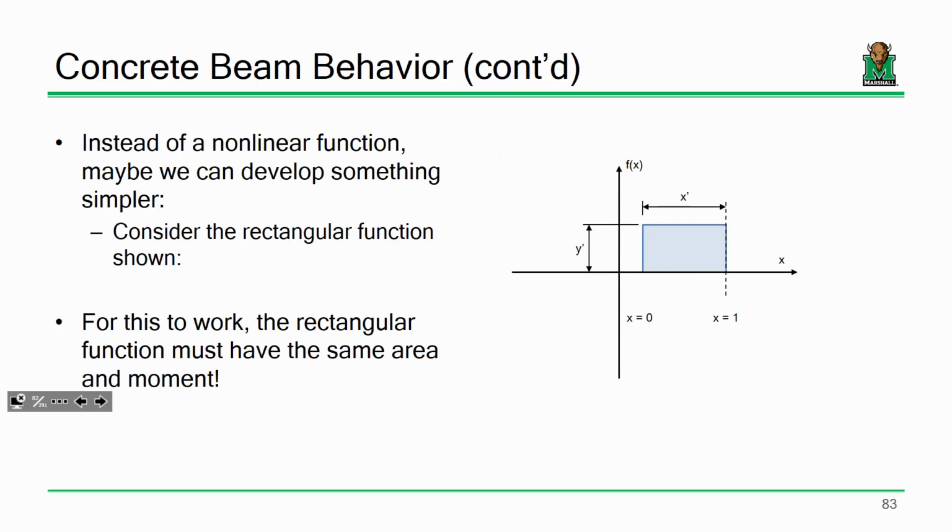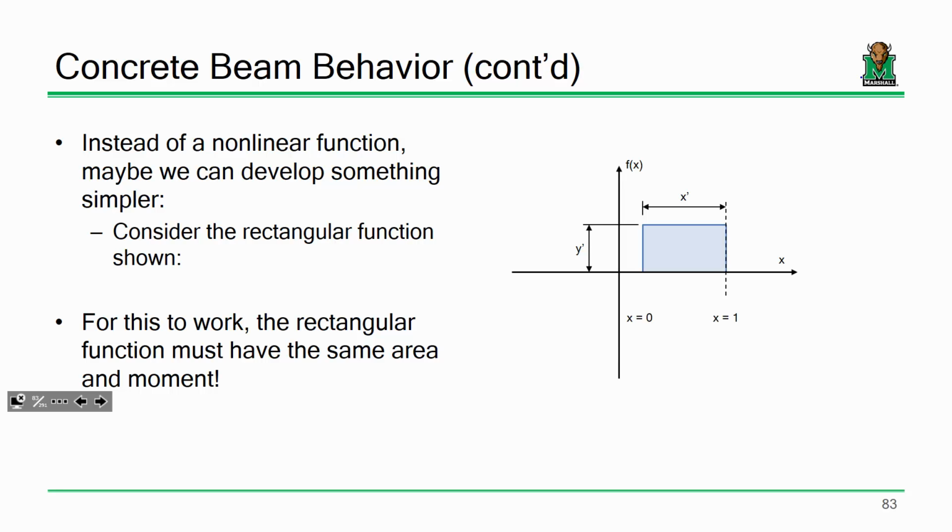Now, I don't like integration. I don't want to do that if I can avoid it. So I propose that we can formulate a rectangular region that looks like that. And I propose we can come up with the dimensions of that rectangular region that will have the same area and the same moment, okay? Because that's what I'm after. Sum of forces, sum of moments. I want the area and the moment to be identical, okay?